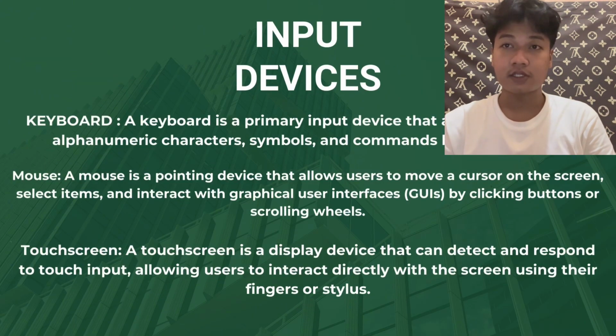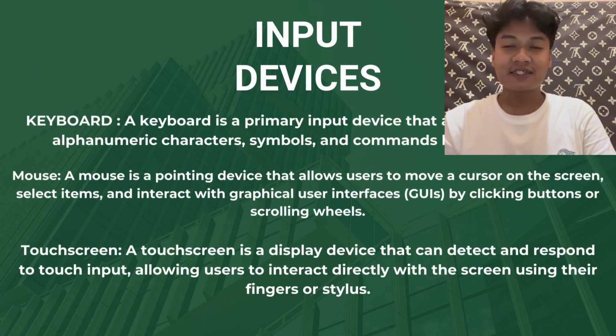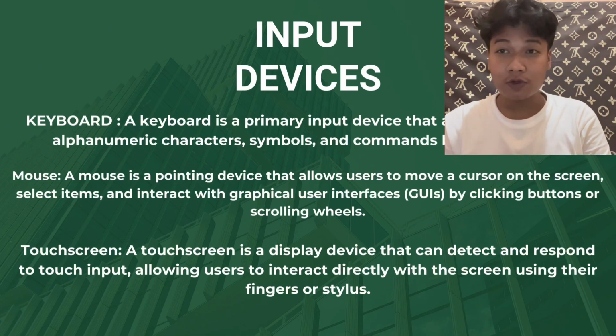Example: input devices. Keyboard. A keyboard is a primary input device that allows users to input alphanumeric characters, symbols, and commands by pressing keys. Mouse. A mouse is a pointing device that allows users to move a cursor on the screen, select items, and interact with the graphical user interface, GUI, by clicking buttons or scrolling wheels. Touchscreen. A touchscreen is a display device that can detect and respond to touch input, allowing users to interact directly with the screen using their finger or stylus.